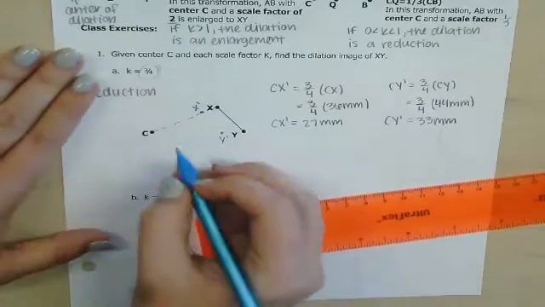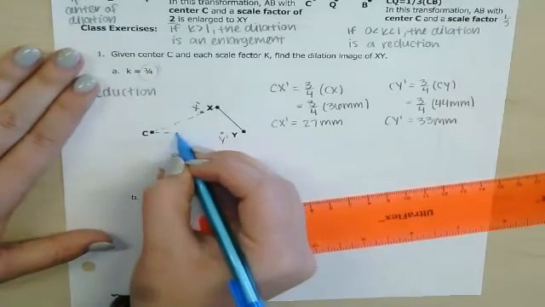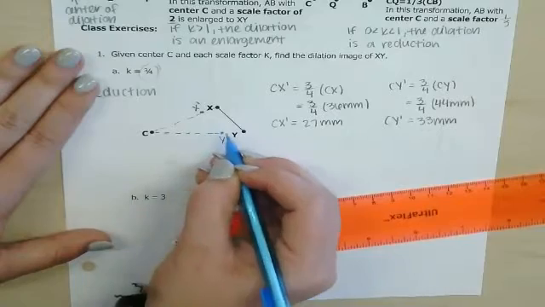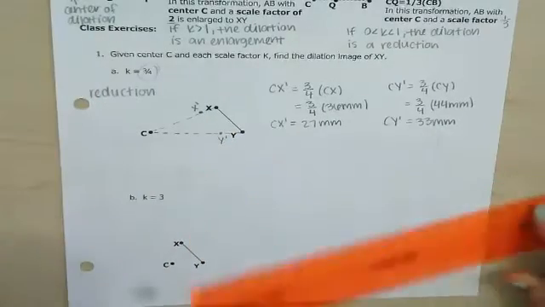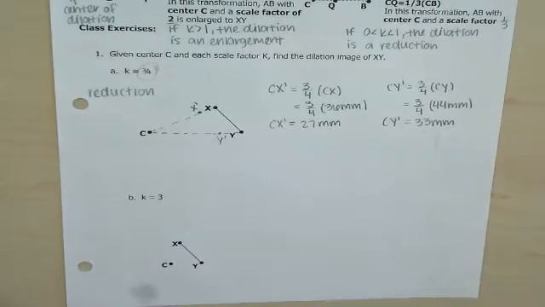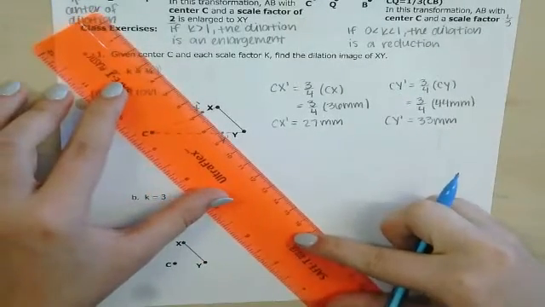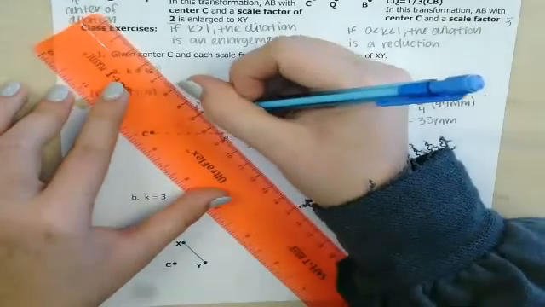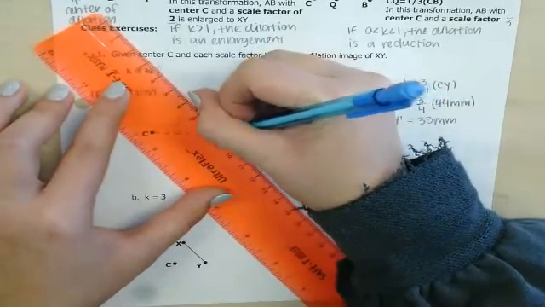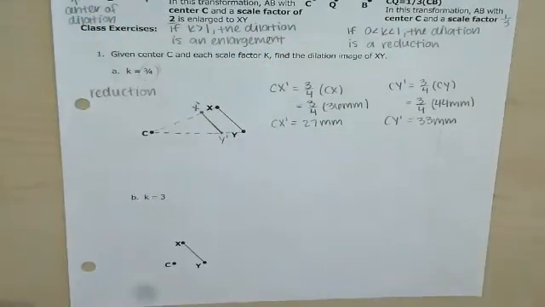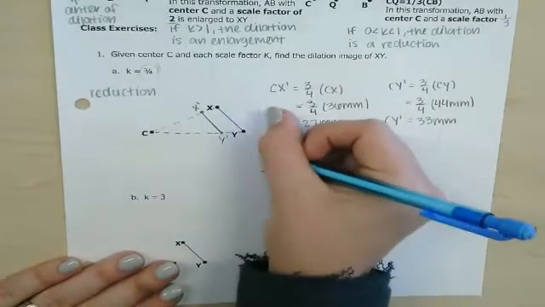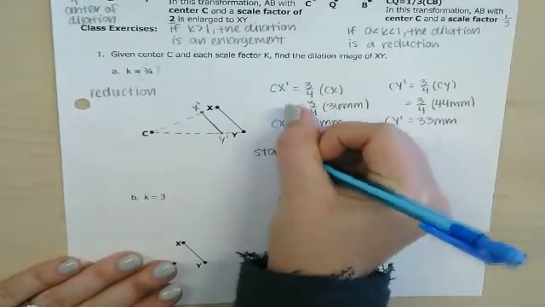Again, I'm just going to draw the dotted line from C all the way to Y. All right, and then the very last thing we need to do is take our ruler as a straight edge and connect the points X prime and Y prime like they did in the examples above. All right, and then we will be asked to give some statement about this new figure.